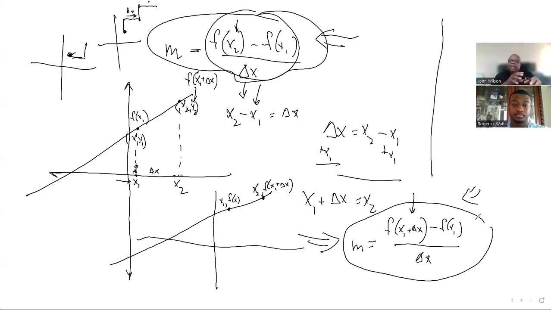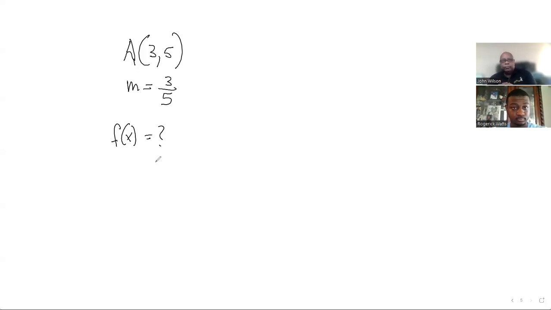Now, the teacher may give you problems with this, but I don't think they will. I think they'll give you problems to take home reviewing things like the following. Let's take a pause and do some hands-on. Let's suppose that point A is 3, comma, 5. And let's suppose the slope is 3/5. And the question is, what is f of x? Okay, let's work it.